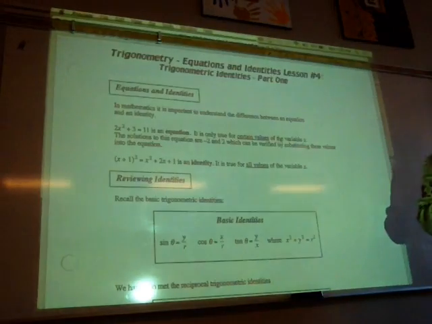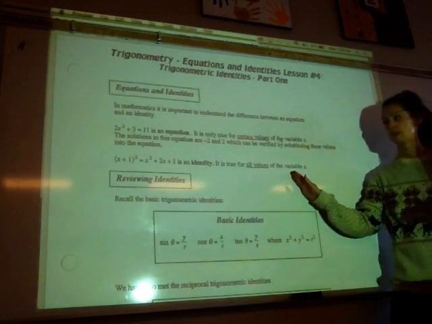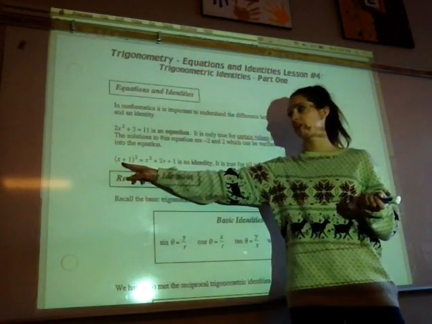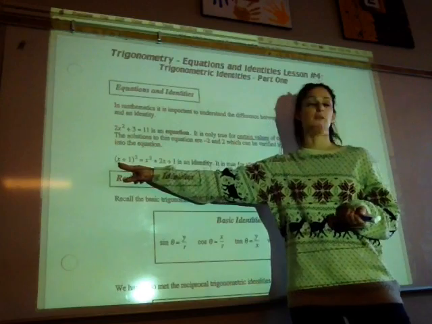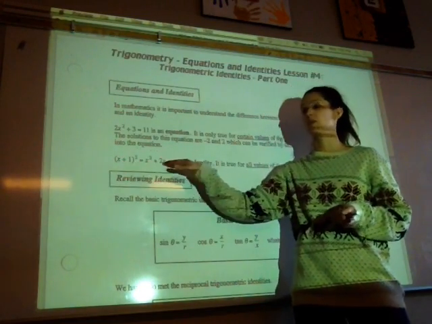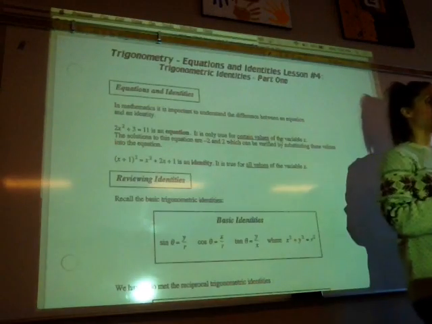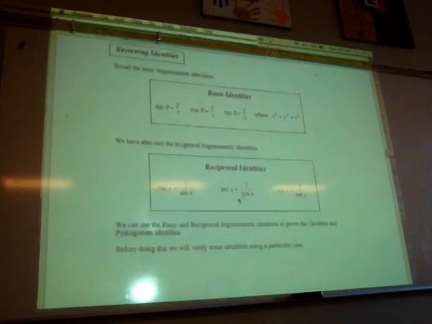Whereas an identity, we could basically have all values of x be true for an identity. So if we take this binomial and square it, regardless of what value of x we put in there, it will be true. This side will equal that side for the specific value of x, which can be anything. Okay, let's just review some of the identities that we already know.